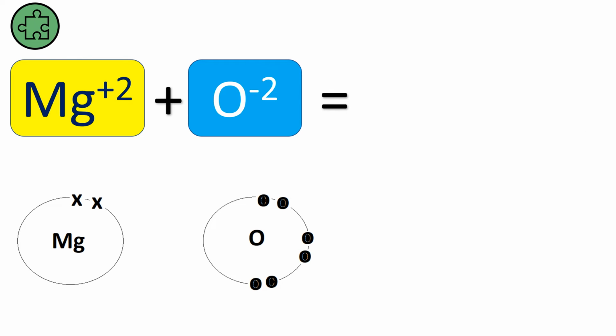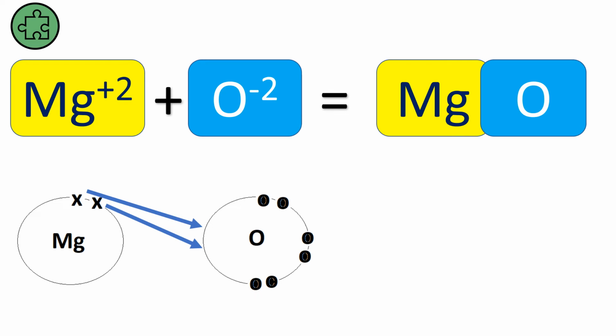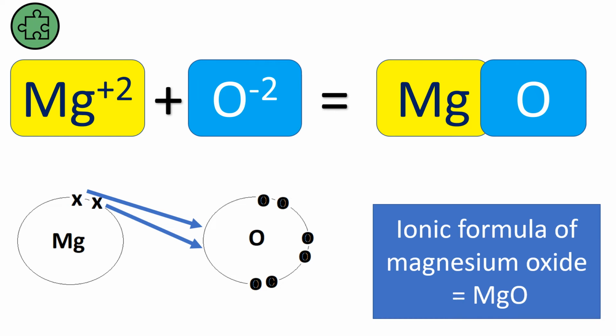What about these two here? Well, magnesium wants to lose 2 electrons. Oxygen wants to gain 2 electrons. So actually these two work really well together. 1 magnesium will actually balance out 1 oxygen. And therefore the ionic formula for magnesium oxide is simply MgO, 1 of each.